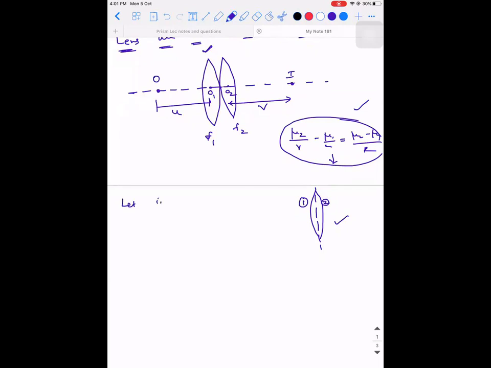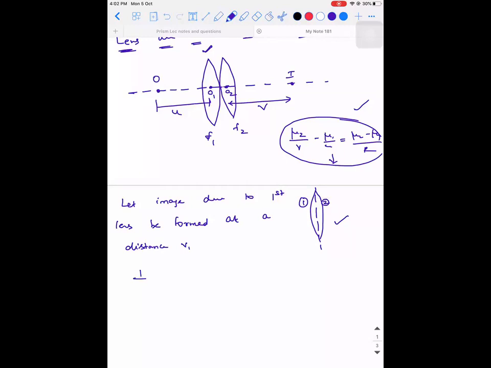Let the image due to the first lens be formed at a distance v1. Here you can ask me from where I will be measuring. Remember, for diagrammatic purpose, I've taken a thick lens, but O1 and O2 are very, very close to each other, such that they are treated like the same point. Okay.